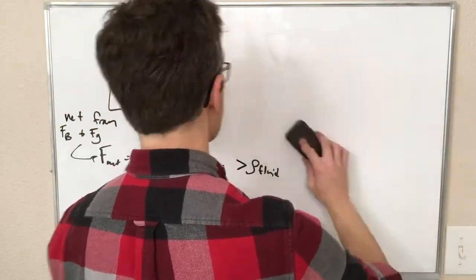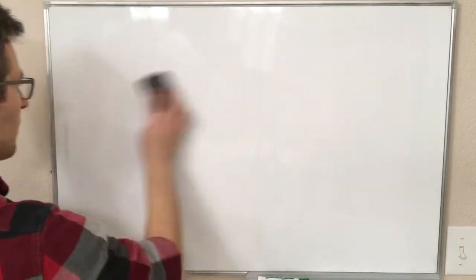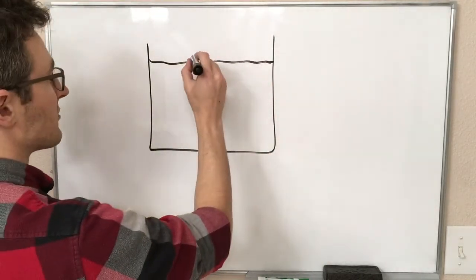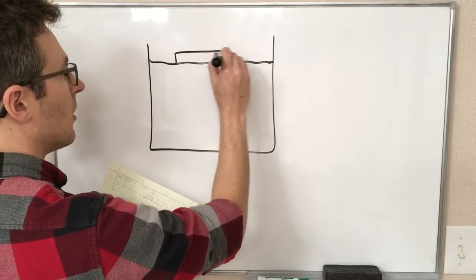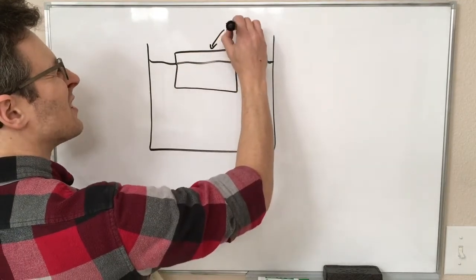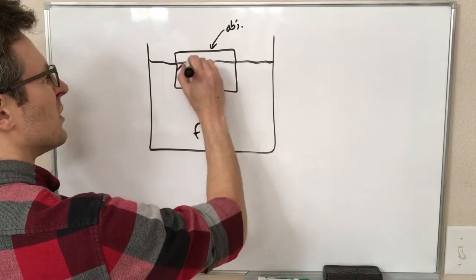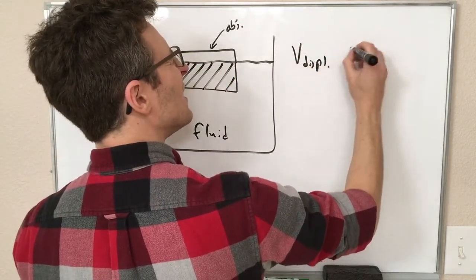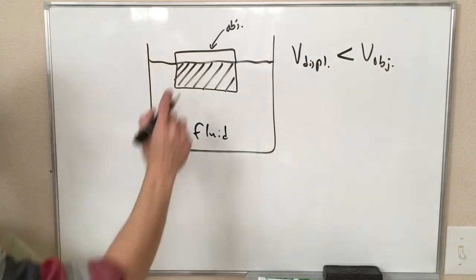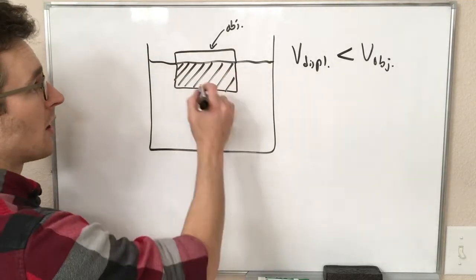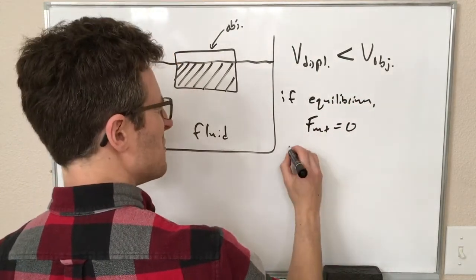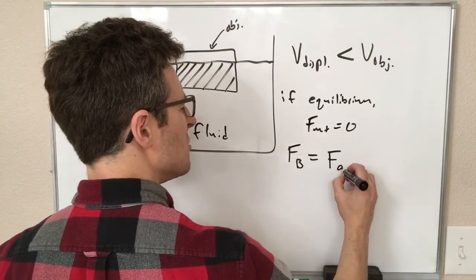One other thing I wanted to say, when we have an object floating on the surface of a liquid, I said liquid, this could be a fluid, it doesn't have to be a liquid necessarily. If we have an object that's on the surface, that is, it is partly above and partly below, this is our object, this is our fluid, the volume that's displaced is less than the volume of the object, right? But if this object is sitting there floating, not moving, we know that the forces on it are 0. So if we're in equilibrium, the net force is equal to 0, which means our buoyant force is equal to the force of gravity.